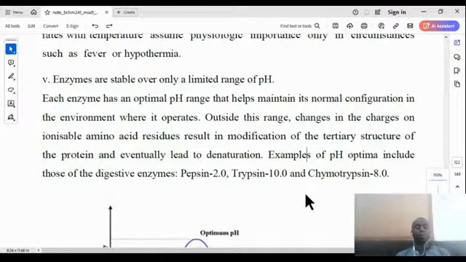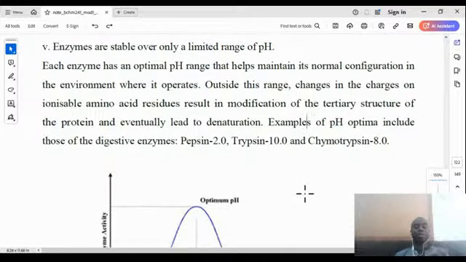Pepsin works at an extremely low pH. The pH scale runs from 0 to 14: below 7 we have acidic, 7 is neutral, and above 7 up to 14 we have alkaline. So for different digestive enzymes, we have pepsin working at an extremely low pH, which is the best pH for that enzyme to work. We have trypsin working at alkaline pH, and chymotrypsin at slightly alkaline pH.